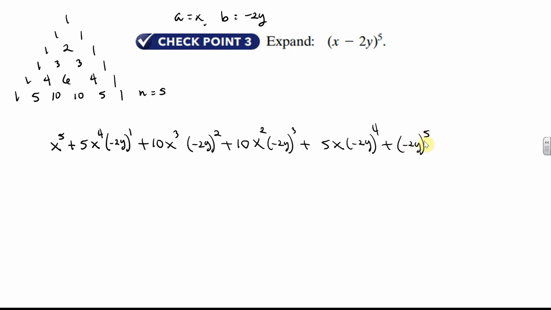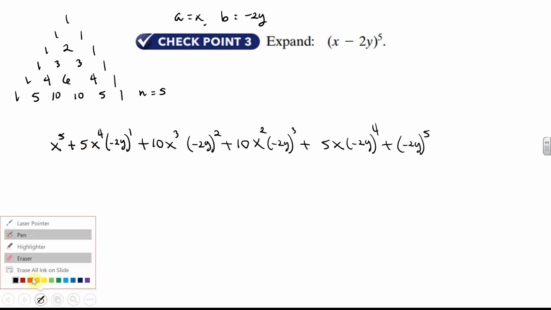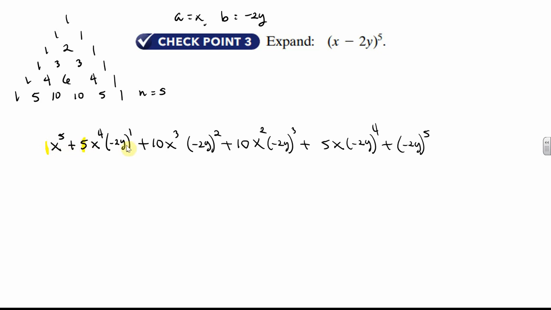So again, let's look at the powers for the first term. X to the fifth, x to the fourth, x to the third, x to the second, x to the first, no more x. Let's look at the powers for the second term. There's no negative 2y, negative 2y to the first, negative 2y to the second, negative 2y to the third, negative 2y to the fourth, negative 2y to the fifth. Note the emphasis on the power, right? And then thirdly, look at the coefficients: 1, 5, 10, 10, 5, 1.